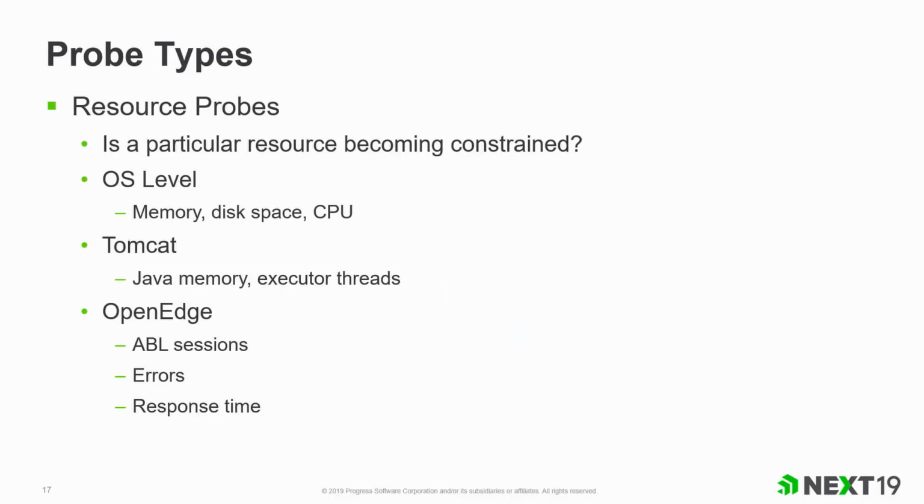So we created probes. Now, a probe is what gets pulled internally in PAS-OE and looks at certain JMX beans and other metrics in the OS and Tomcat and Java. So we're looking at, are particular resources becoming constrained, such as memory, disk space, and CPU. Those are the important ones. In Tomcat, we have Java memory and executor threads. Once your Tomcat starts running low on executor threads, okay, my system's getting real loaded. Maybe I should add some more resources to that. And then on the OpenEdge side, we have our ABL sessions, errors, and response times.